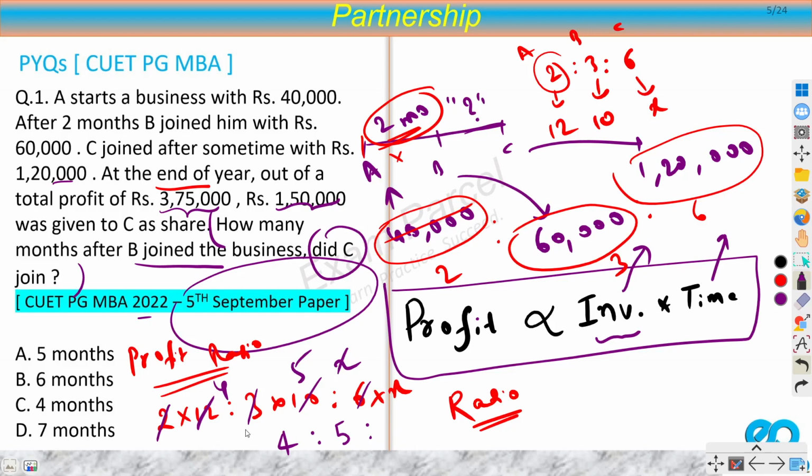I hope we have not made any mistake. So 24, 25 from 6. Okay, 4 is to 5 is to X. So the ratio we got is 4 is to 5 is to X. Now at the end of the year, out of total profit rupees 3,75,000, rupees 1,50,000 was given to C as a share. So C's share is X, right? So can we say that X upon the total, 9 plus X, is equal to 1,50,000 upon 3,75,000?